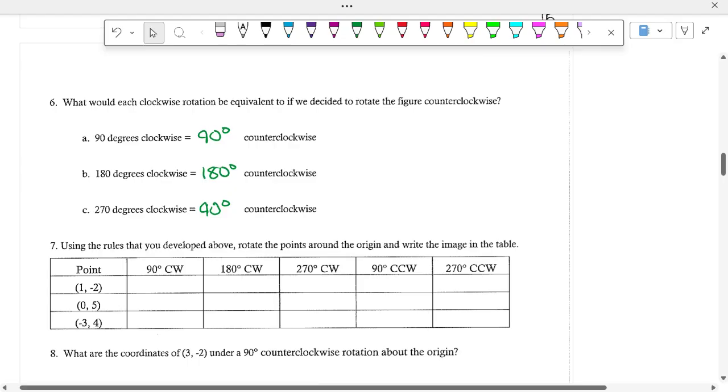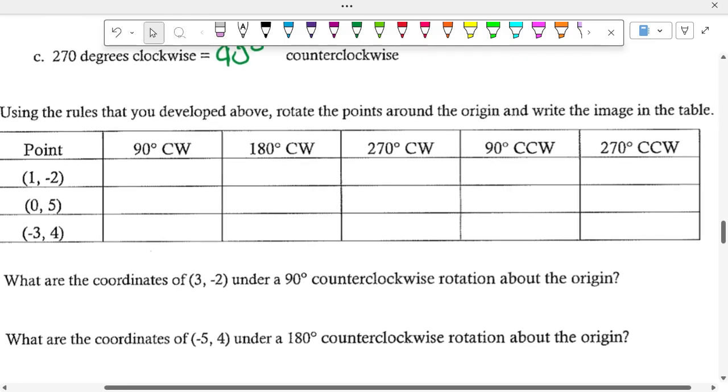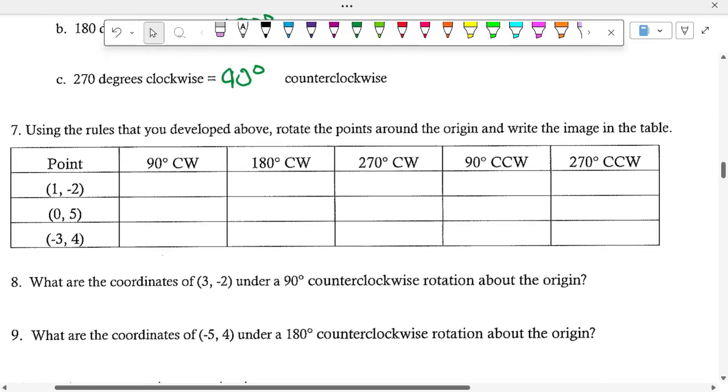All right, so that being said, let's see if we can fill in this table knowing the rules that we know. So remember, you're just flipping x and y every 90 degrees, changing the signs to fit the quadrant depending on what direction you're going in. So let's do the point 1, -2.